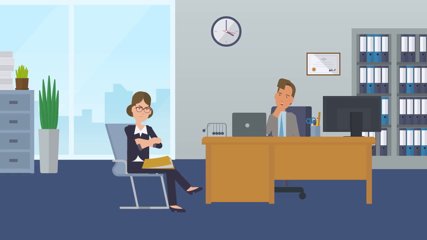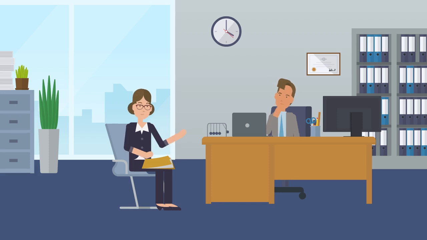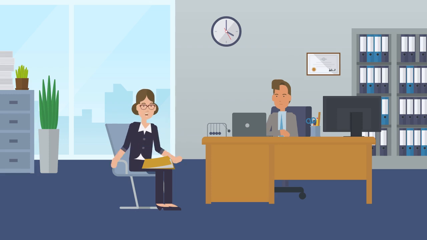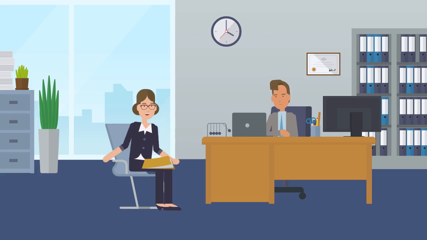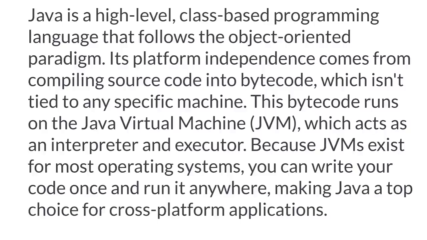What is Java and why is it platform independent? Java is a high-level, class-based programming language that follows the object-oriented paradigm. Its platform independence comes from compiling source code into bytecode, which isn't tied to any specific machine. This bytecode runs on the Java Virtual Machine, JVM, which acts as an interpreter and executor. Because JVMs exist for most operating systems, you can write your code once and run it anywhere, making Java a top choice for cross-platform applications.